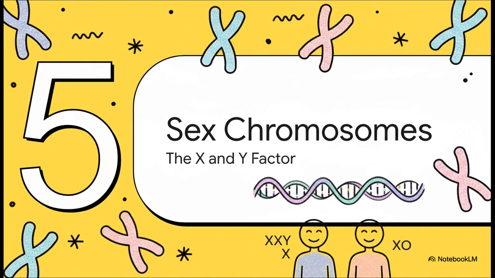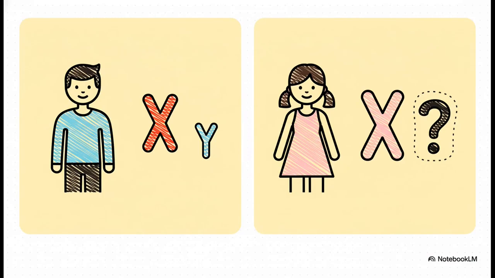And what's really fascinating here biologically is that having an extra or missing X or Y is, well, surprisingly well tolerated compared to errors in the other chromosomes, the autosomes. We're going to focus on the 2 most important syndromes, the ones you absolutely 100% must know for your exams. On one side, we have Klinefelter syndrome in males, caused by an extra X chromosome. And on the other side, we have Turner syndrome in females, where one X chromosome is completely missing.